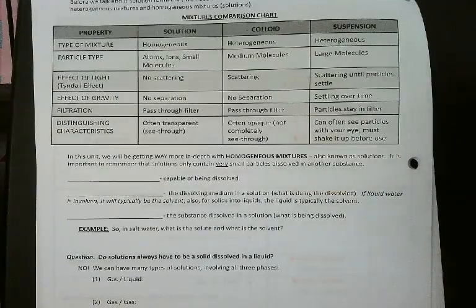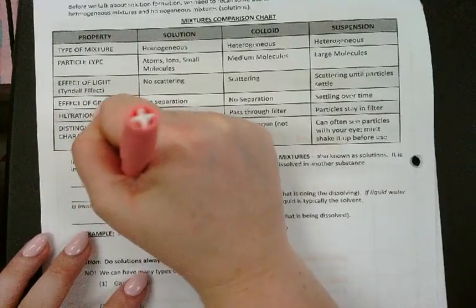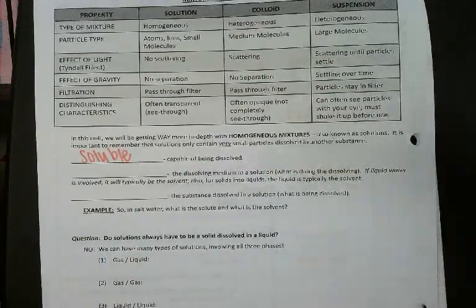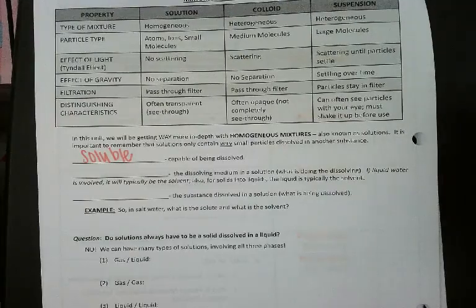Who remembers what the word is called if something is capable of being dissolved? Soluble, very good. So when something is soluble, that means you're able to dissolve it. When you have something that is able to be dissolved, you have something that does the dissolving, and then you have something that is being dissolved. Those 2 words are solvent and solute.